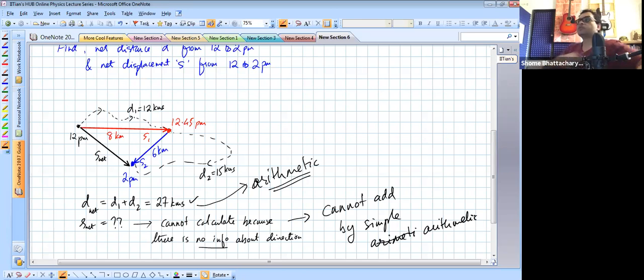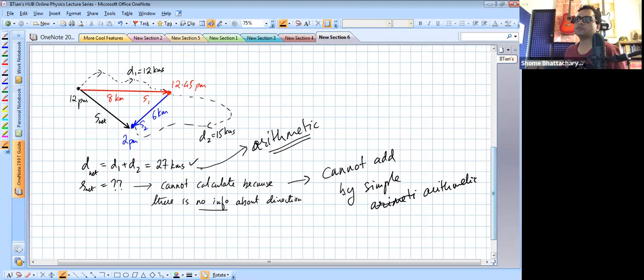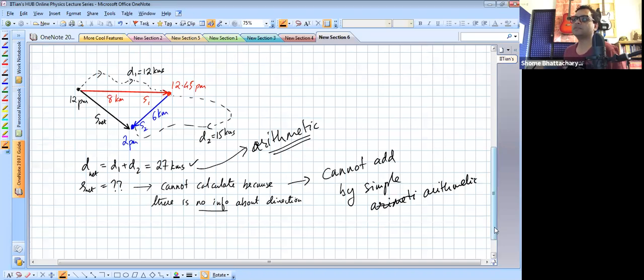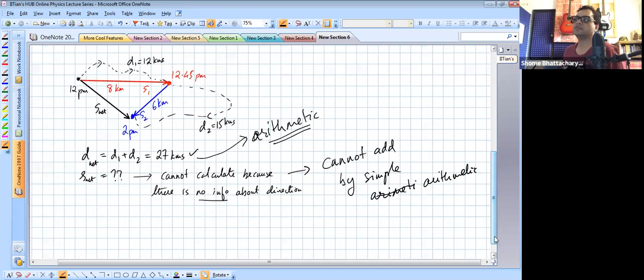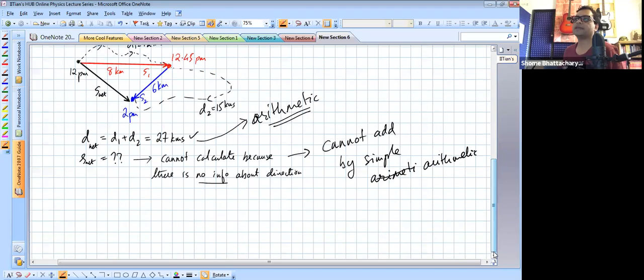There is something to do with direction involved over here. So that is why we say that displacement is a different category of physical quantity compared to distance. If distance is what we call a scalar quantity, because we are doing the addition according to scalar algebra or according to normal arithmetic, then displacement is something which we call a vector quantity, because for doing algebra with displacement, we need the direction of the vector. Just the magnitude is not enough.